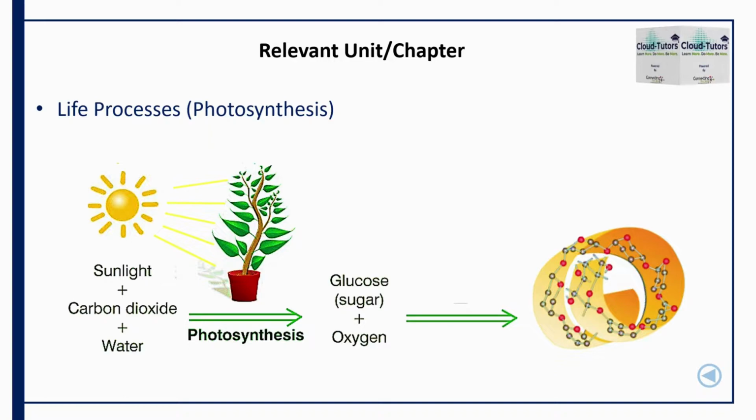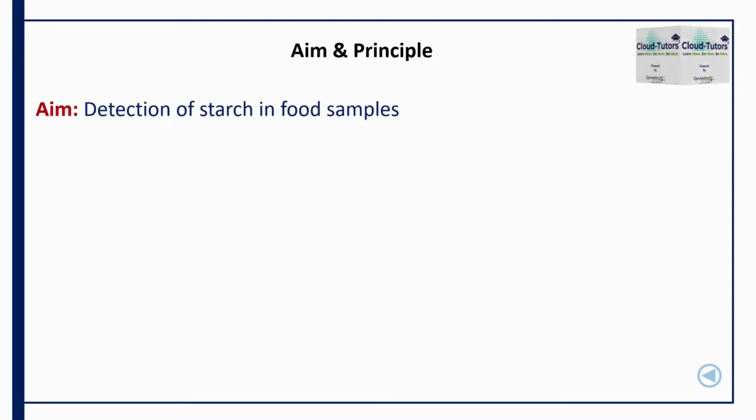Oxygen will be liberated by the plant body to the atmosphere, whereas glucose is an energy-rich compound which has to be stored in the plant's body. Plant will not store glucose as it is. It gets converted into a complex form, that is starch. So the plant body will store food in the form of starch. So today's experiment's aim is to detect starch in the given food samples.